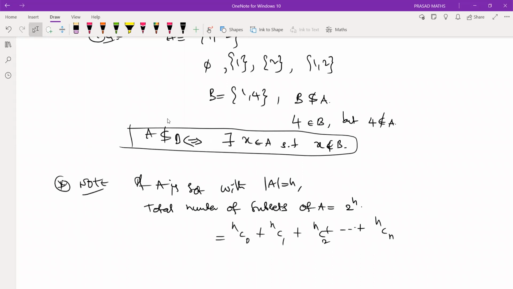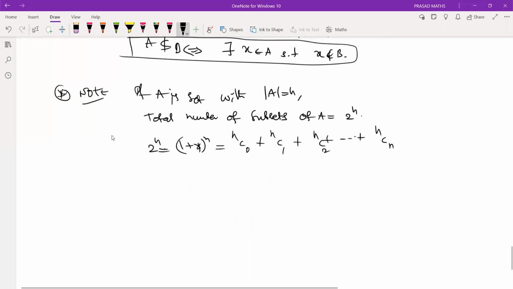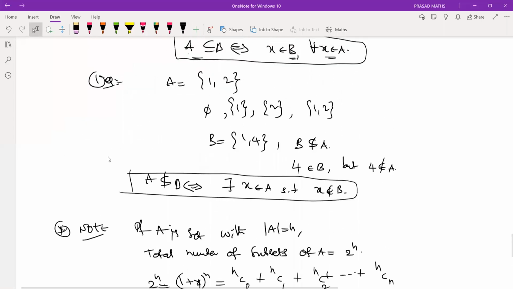That is exactly the binomial theorem. It is nothing but (1 plus 1) whole power n, that is 2 power n. So the cardinality, that is the total number of subsets of A, is nothing but 2 power n. This is very, very important. Total number of subsets of A is 2 power n. So here, how many subsets do you have actually?